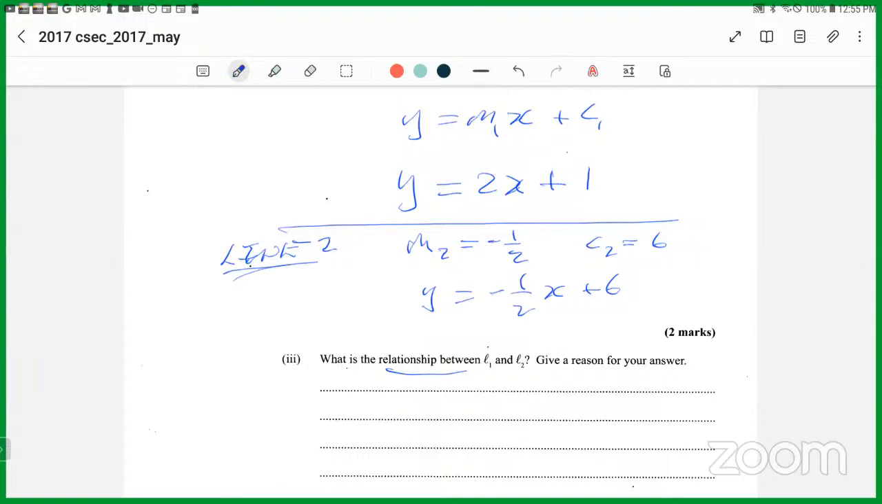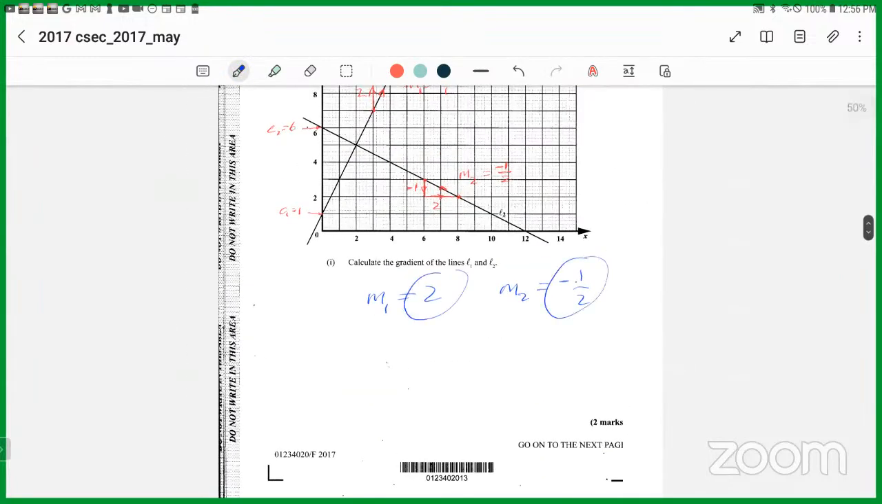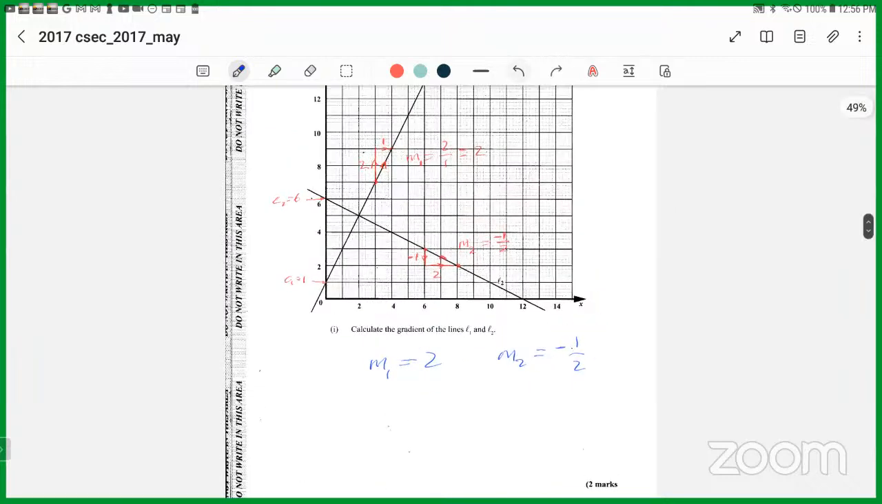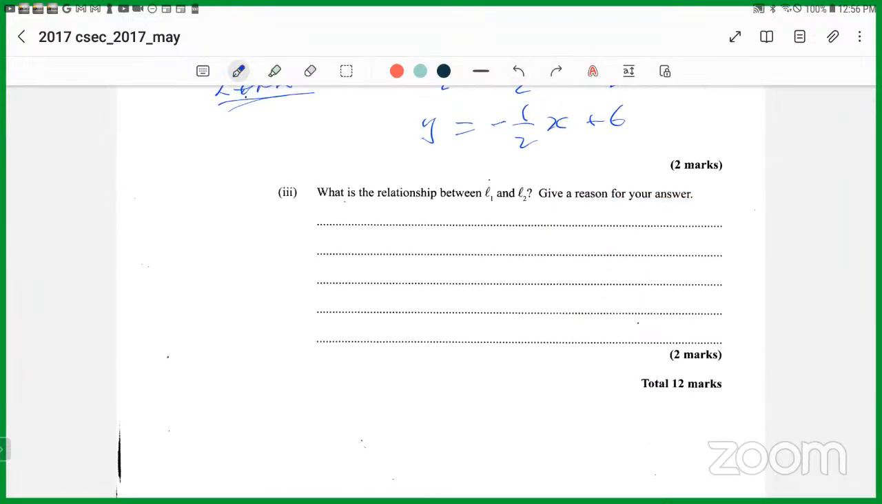This one says: what is the relationship between line 1 and line 2? Give a reason. They are perpendicular. You must say that from these two gradients. If you multiply them, they equal -1. So they are perpendicular. That's the relationship between them. These two gradients are negative reciprocals of each other. So the relationship between line 1 and line 2 is that they are perpendicular. Give a reason: perpendicular gradients multiply to -1. So line 1 is perpendicular to line 2. The reason is that m1 times m2, which is 2 times minus half, is equal to -1.